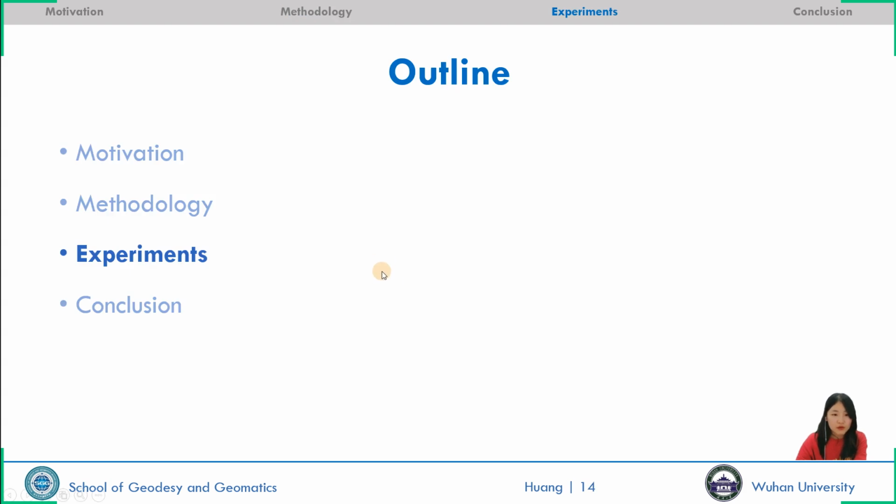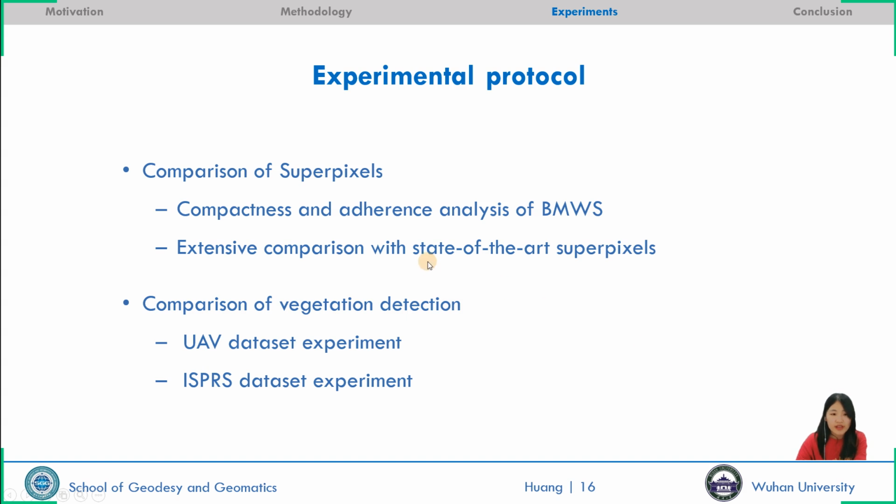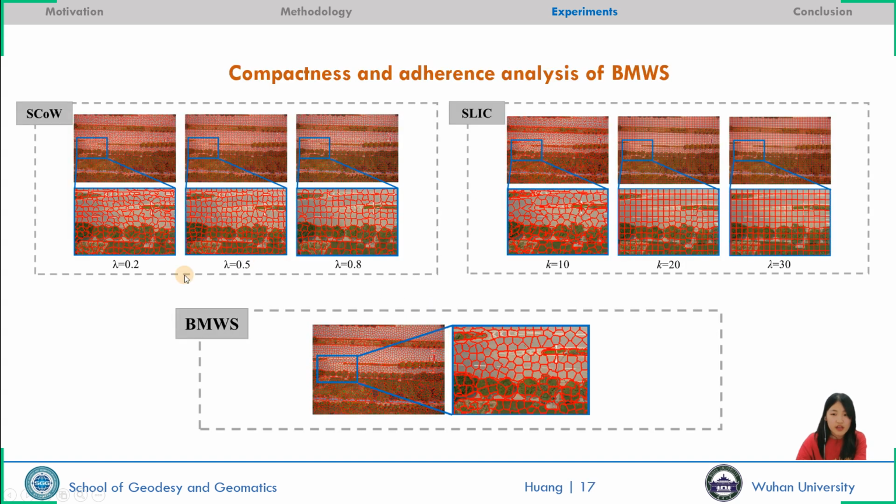Then, we will show you our experiment results. We tested the proposed method on the UAV dataset and the ISPRS dataset, including various numbers of images and image types. Their ground truths are all available. What we have conducted in the experiment include the comparison of superpixels and the comparison of vegetation detection. To demonstrate our method's good performance, several methods, including SCoW and TURBO algorithms, are compared.